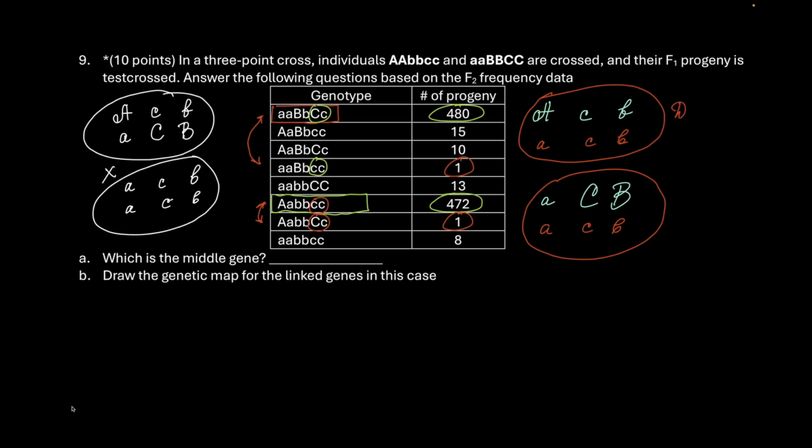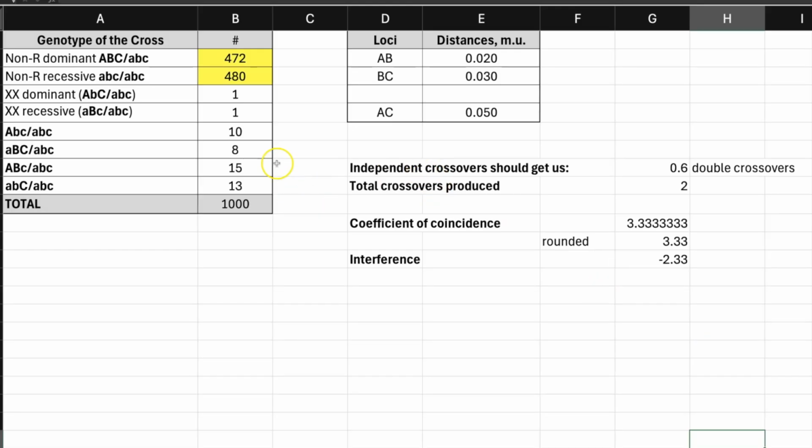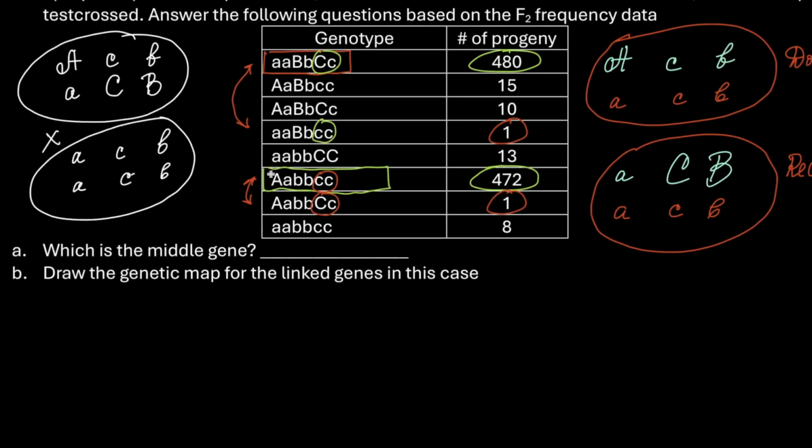This is going to be dominant. This is going to be recessive. I'm naming them after the first gene. I'm putting them up here. The 472 is where my first gene is dominant, and 480 is where my first gene is recessive.